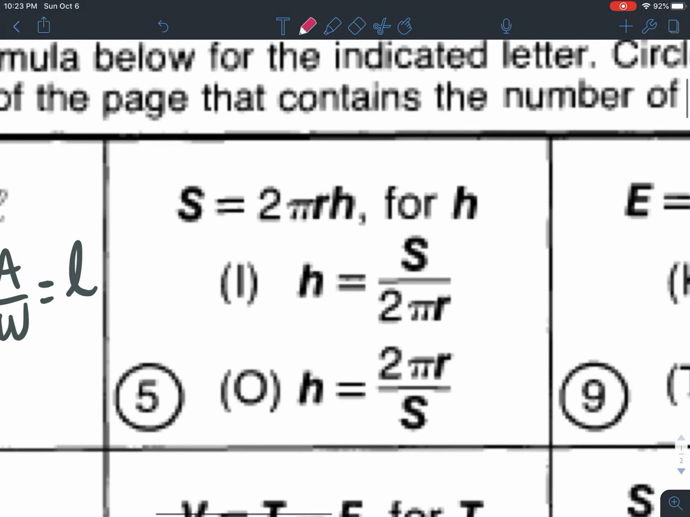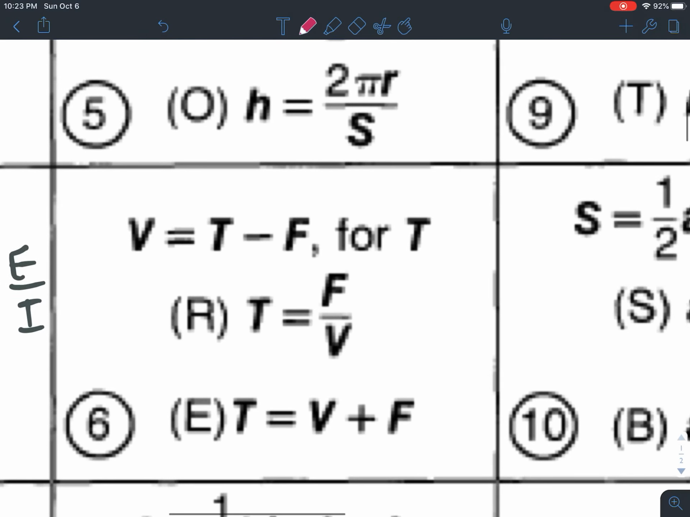Alright, let's see. For this one, we're solving for H, so we're doing the same thing. All of this is one term, so there's no plus or minus, so we're just going to divide it off. 2 pi r on both sides, that'll turn into a 1H. For number 5, solving for t, we're going to add f to both sides because they are not connected. So t is equal to v plus f.